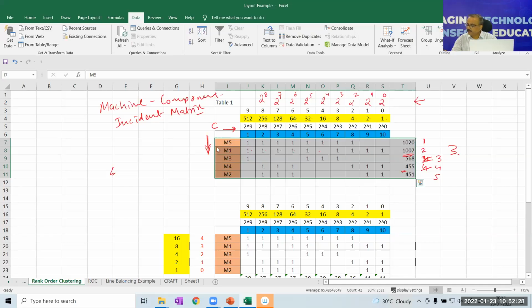And you have to then arrange those in the particular ranking, and based on that arrangement, you have to reconfigure the machines. So for example, here, based on the ranking, you can see that now the machines are reconfigured as M5, M1, M3, M4, and M2.